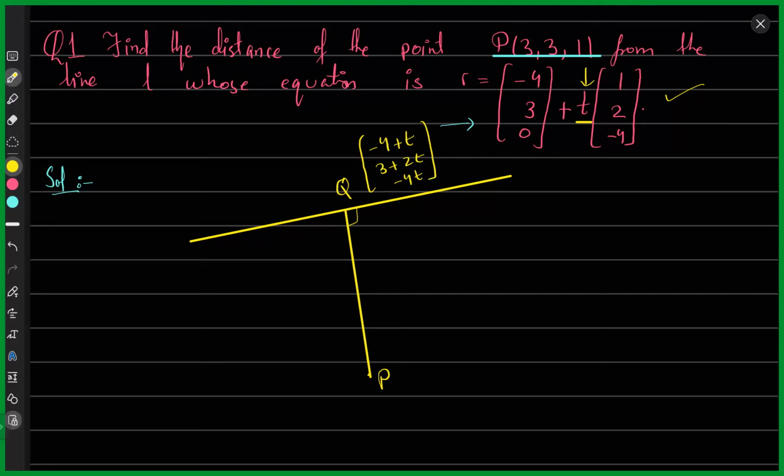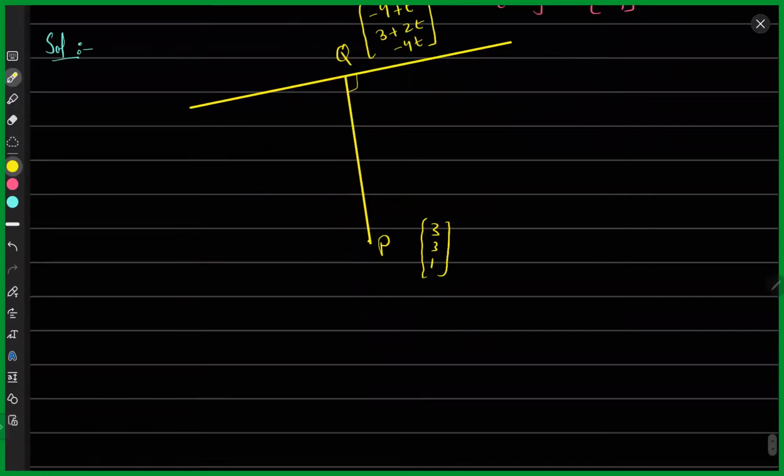How do I find PQ? P has coordinates (3, 3, 1). These are the coordinates of P. I need to have PQ now. I'll tell you why. Just trust my words and let's work on PQ.